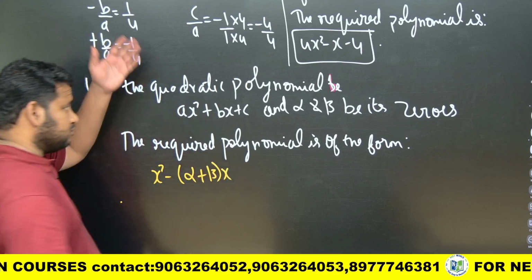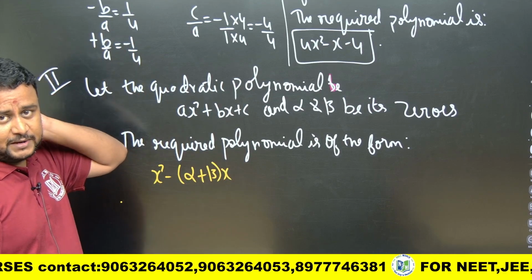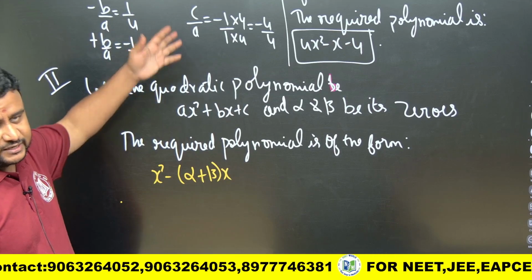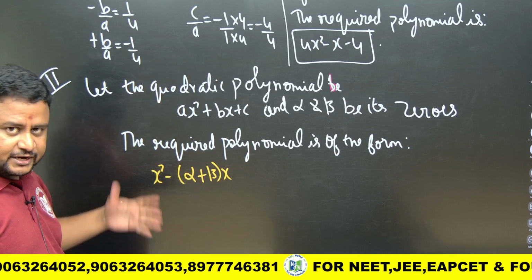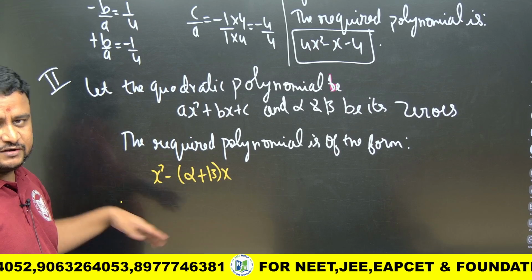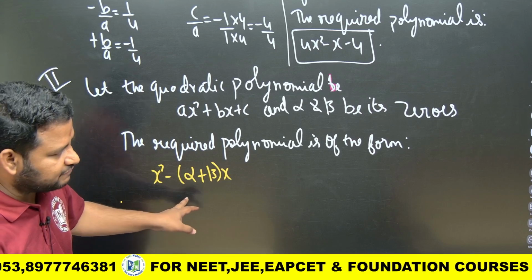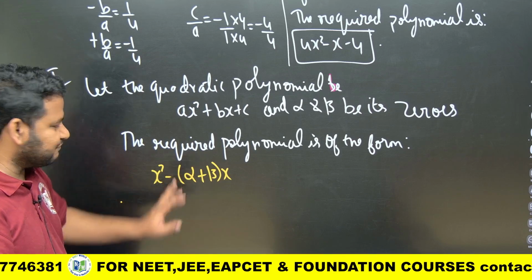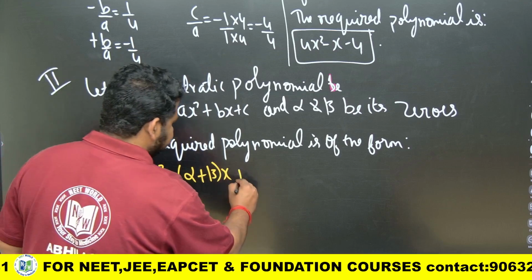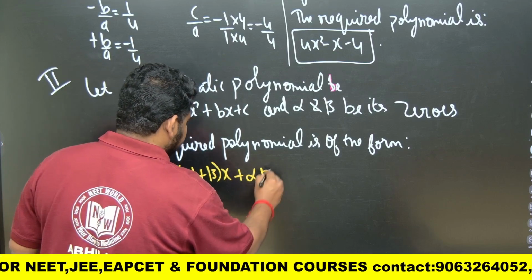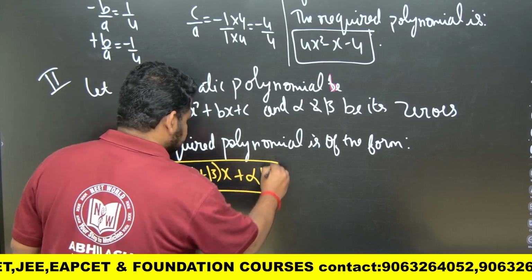Okay, you can follow that method, but if a cubic polynomial is given instead of a quadratic, they will get stuck. So if you follow this method, it is for quadratic; for biquadratic it is different, for cubic it is different. For quadratic, you take x square minus (alpha plus beta) x plus alpha beta. This is the required quadratic polynomial. This is what we got.